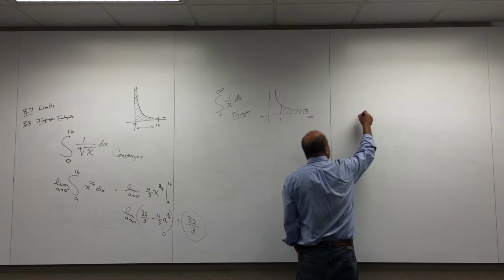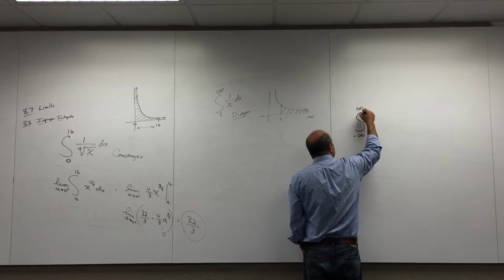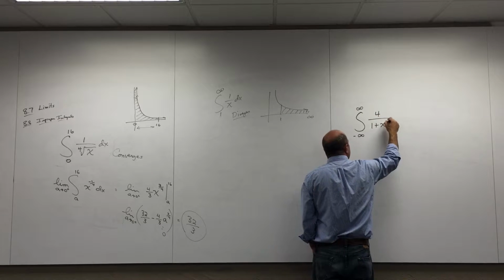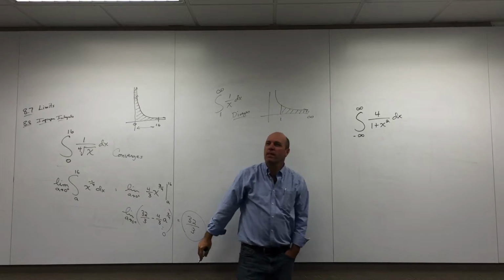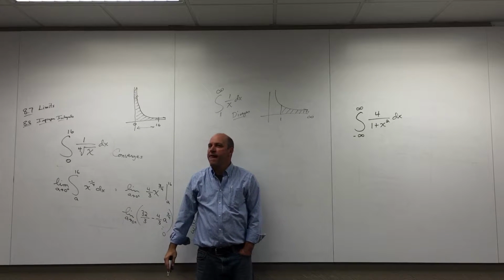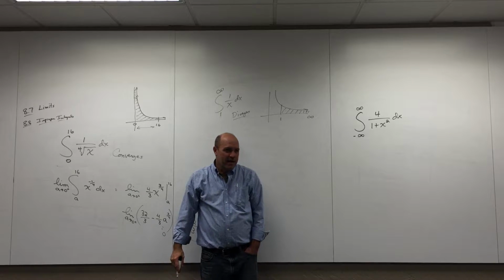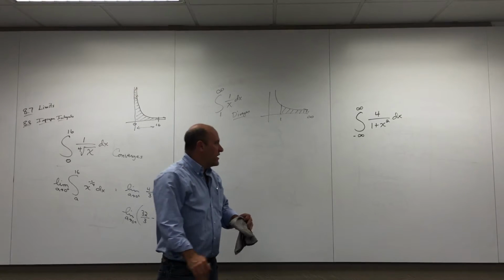Here's another one. Look at this problem. Negative infinity to infinity, 4 over 1 plus x squared dx. Yeah, this is classic. This is cool. I mean, this is a classic, cool problem. And we can do it.